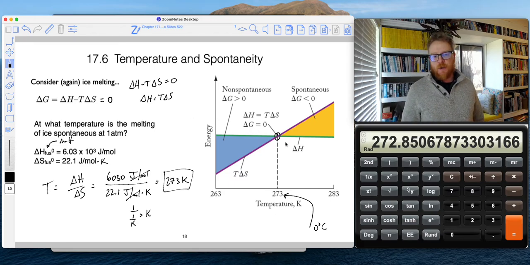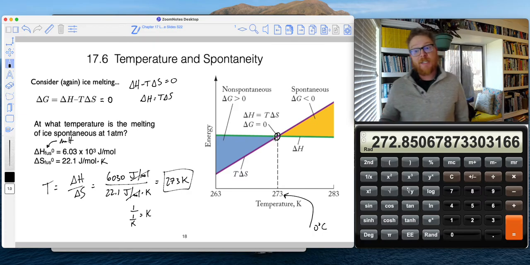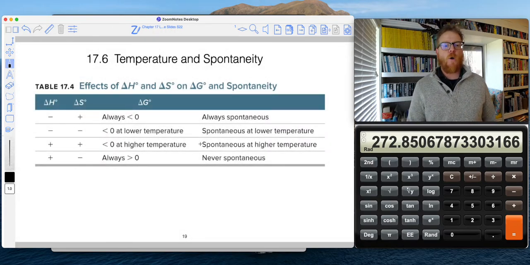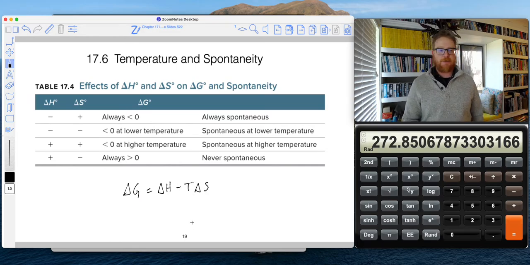My delta G equals 0 is special for the case at which a reaction or even a process will go from being spontaneous to non-spontaneous. And that's related to this relationship, okay? So we can summarize the following here. So again, I'm going to write this equation down. Delta G equals delta H minus T delta S.